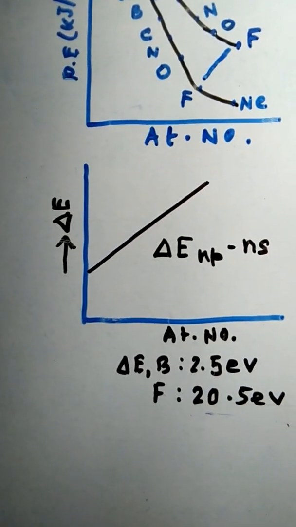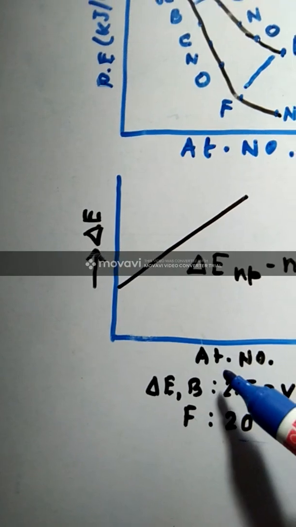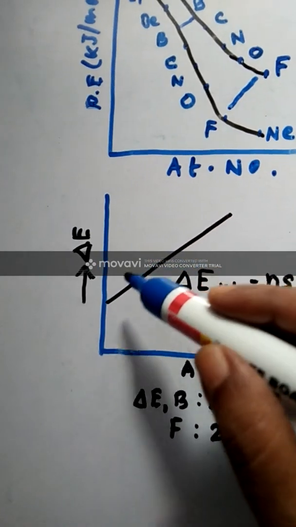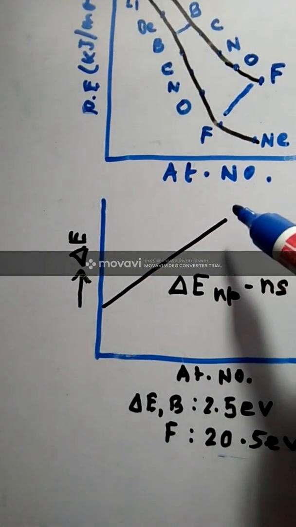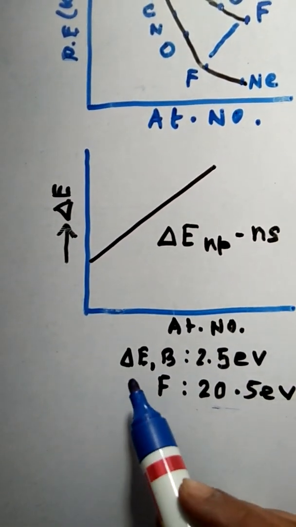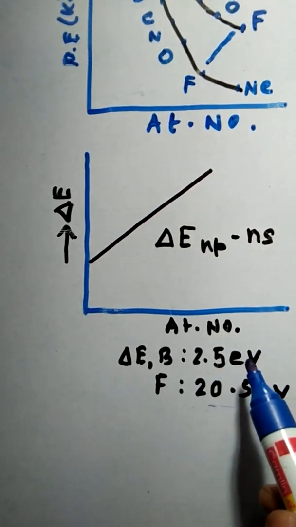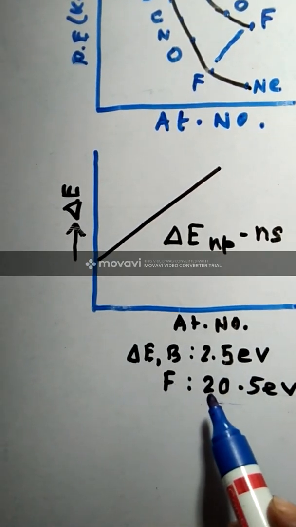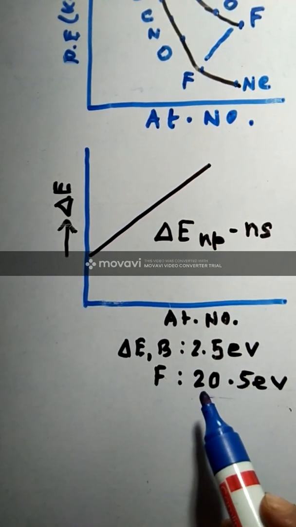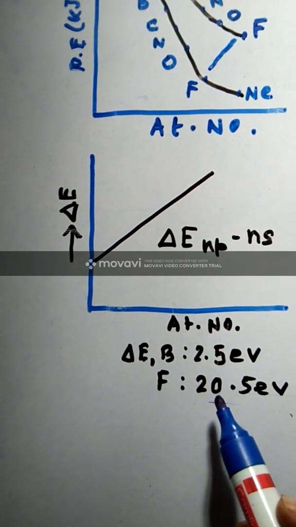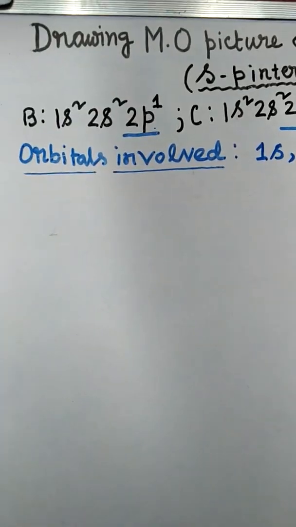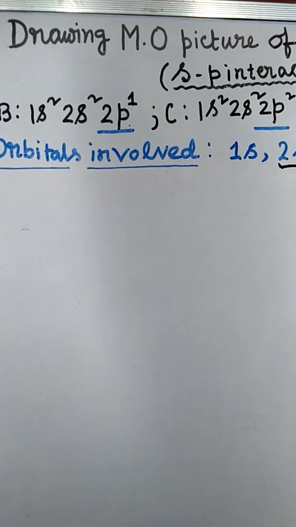Here also you can see this is the plot of delta E versus atomic number, where delta E is the energy difference between the np and ns orbital, and you can see the energy difference increases as the atomic number increases. For example, I have written here delta E for boron is only 2.5 electron volt, while for fluorine it is 20.5 electron volt. So you can understand the difference, and that is the reason why in oxygen and fluorine there is no sp interaction.